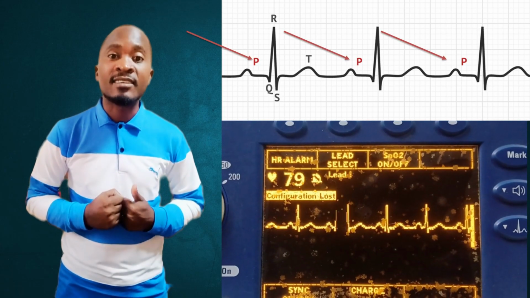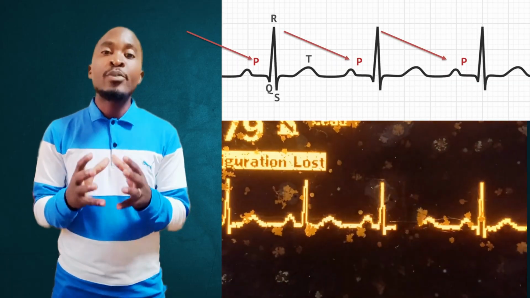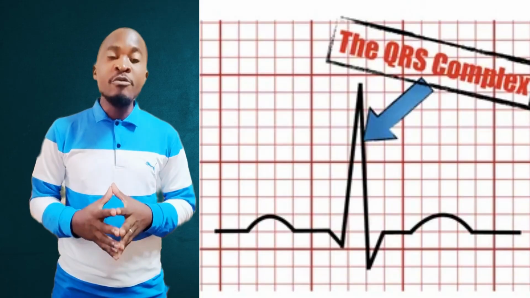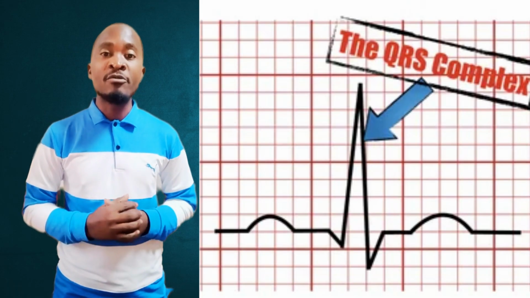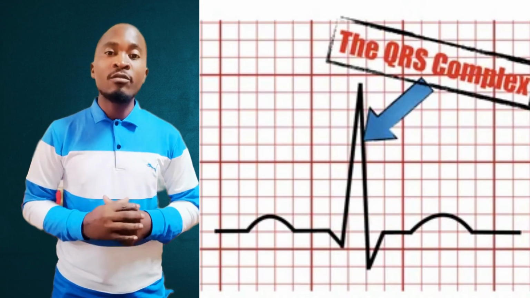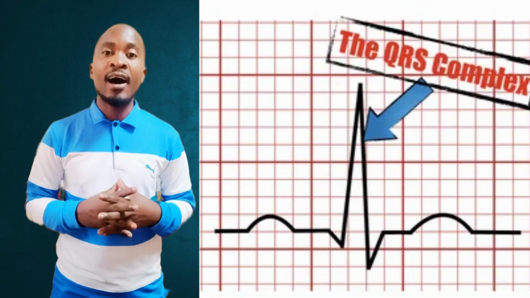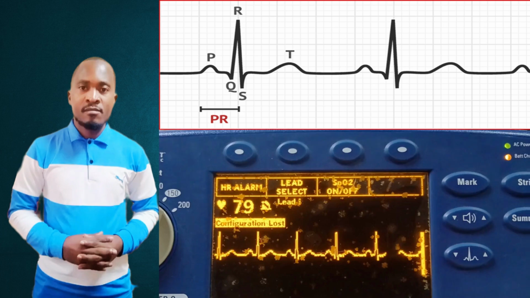it should be within 3 small boxes. Is it within the 3 small boxes? And if the answer is yes, the next thing that you need to ask yourself is, if you have a P wave, does it appear before the QRS complex? All P waves must appear before the QRS complex. If then all these questions are correct or a yes, then that's a normal P wave.